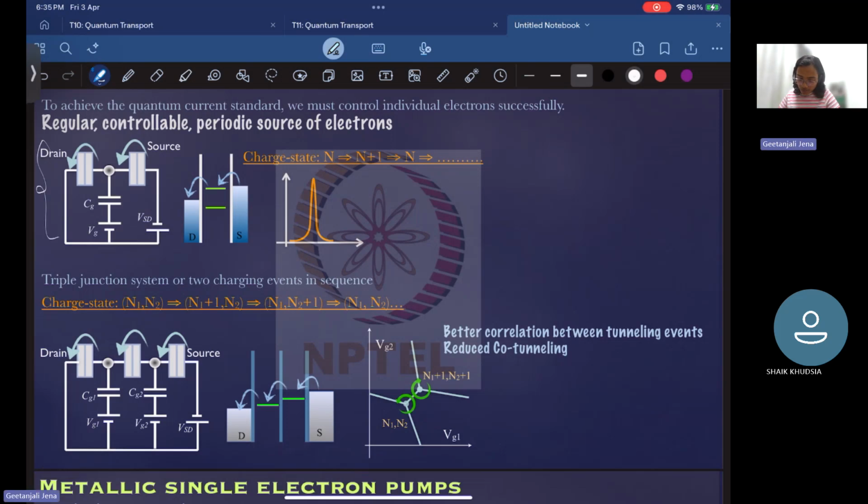So the single electron transistor is nothing but a quantum dot which is capacitively coupled to a gate voltage. Also this quantum dot is tunnel coupled to the source as well as the drain side.